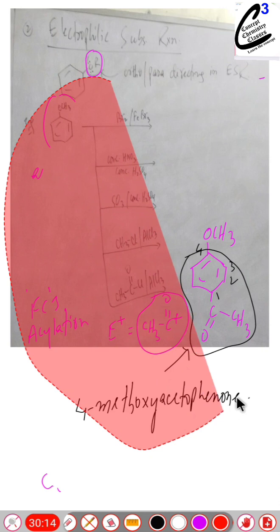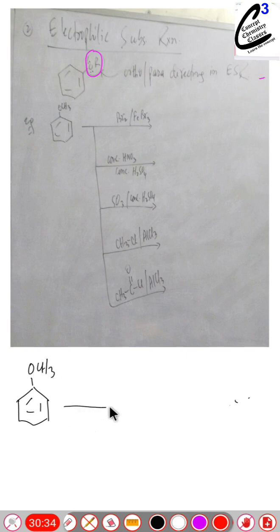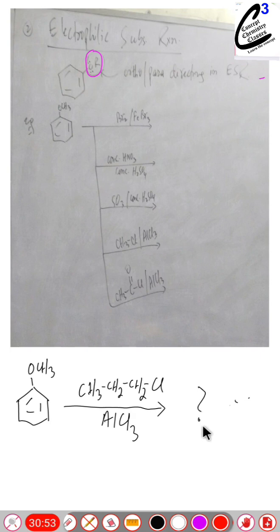Let me give you a question which you can answer in the comment section. When this anisole is reacted with CH3CH2CH2Cl in presence of AlCl3, this is an example of Friedel-Crafts alkylation. What would be the major product formed in this case?